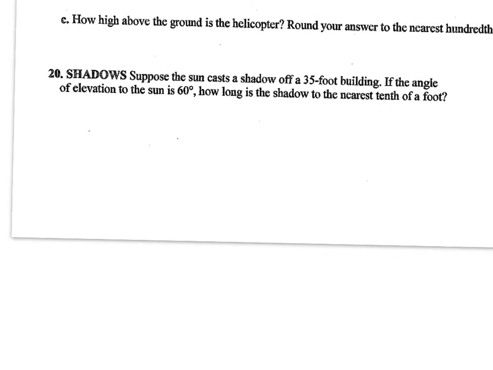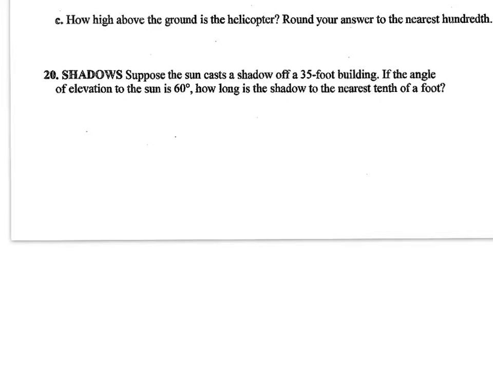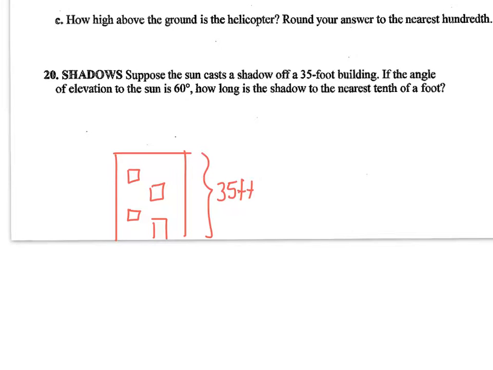Okay, number 20. In problem number 20, I think the challenge was to draw the picture. And you have to draw a picture to understand what's going on. So when you draw the picture, it says, suppose the sun casts a shadow of a 35-foot building. So I have a building. Okay. It's a 35-foot building. So this is 35. Okay. And it says, if the angle of elevation to the sun is 60 degrees.